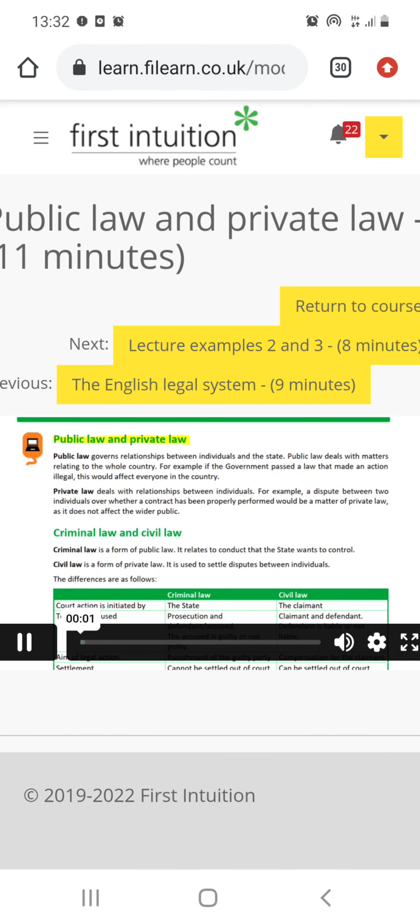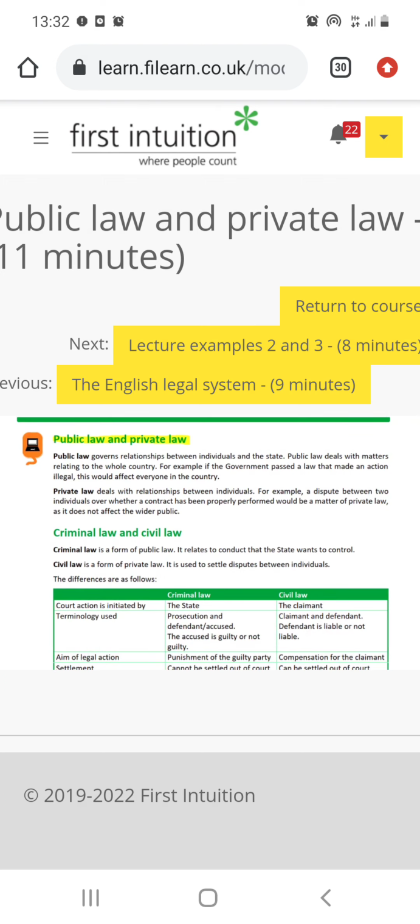We're now going to move on and look at public law and private law. The aim here is to create a stable and law-abiding society.